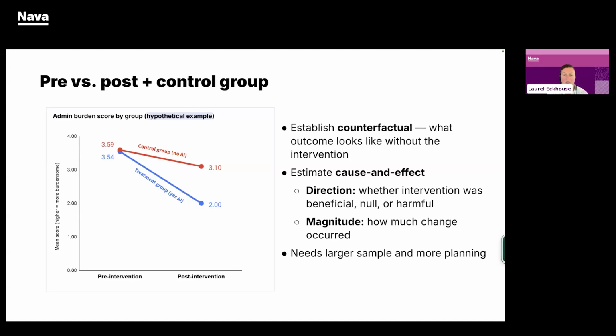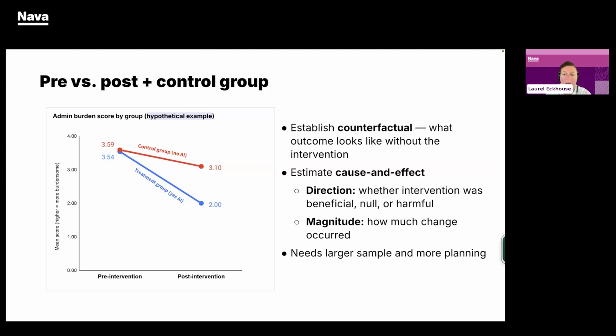Here, you can see the measures for the treatment group, which used the AI tool, and the control group, which didn't. Pre-intervention is on the left. You can see there's a small difference. And administrative burden does go down for both groups over time, but it goes down a lot more for the treatment group. If we didn't have a control group, we might not be able to tell if the treatment group's reduced administrative burden was caused by the intervention, or if there was just something else that happened at the same time.